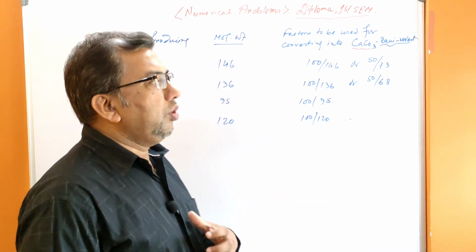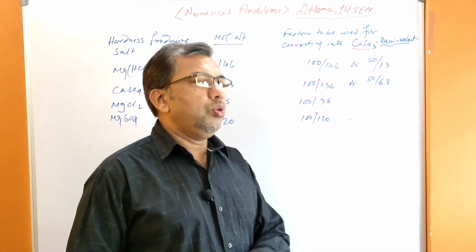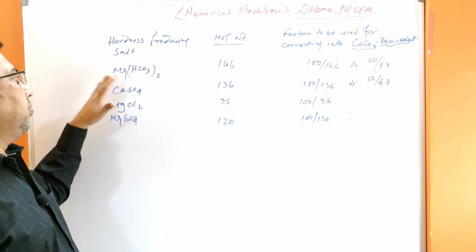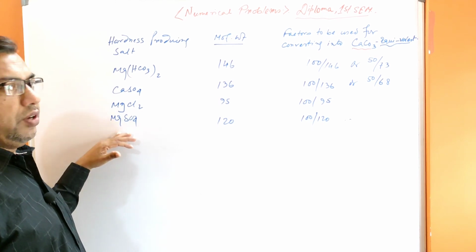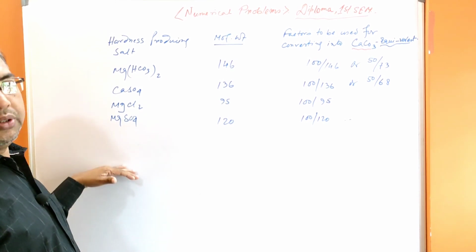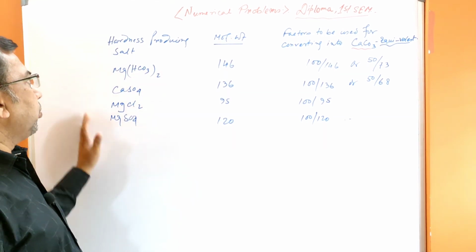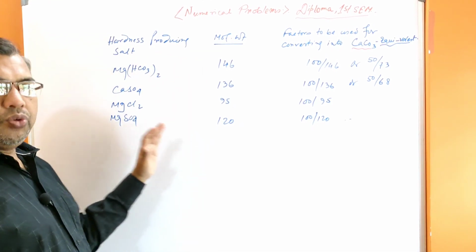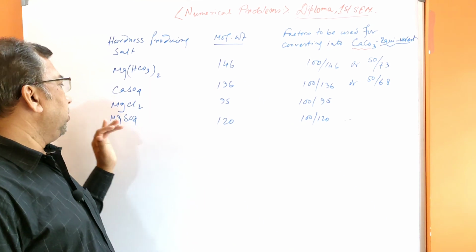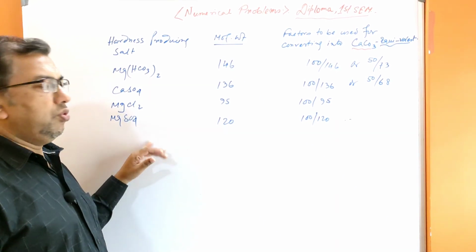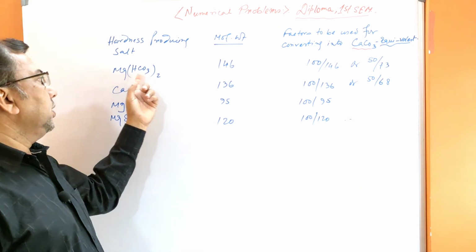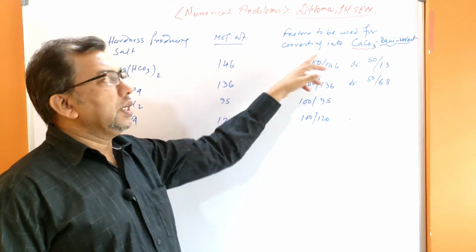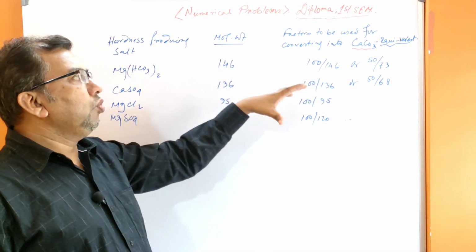Before going to the solution, you should know some conversion factors. There are hardness-producing salts: magnesium bicarbonate, calcium sulfate, magnesium chloride, magnesium sulfate, and so on. Iron chloride, anything. These salts may produce hardness, and you have to find out the molecular weight. How to find out the molecular weight? For magnesium sulfate: magnesium 24, sulfur 32, oxygen 16 into 4. After adding these, you get 120. This is the molecular weight of the salt, and the factors to be used for converting into calcium carbonate equivalent. You have to convert it to calcium carbonate equivalent.